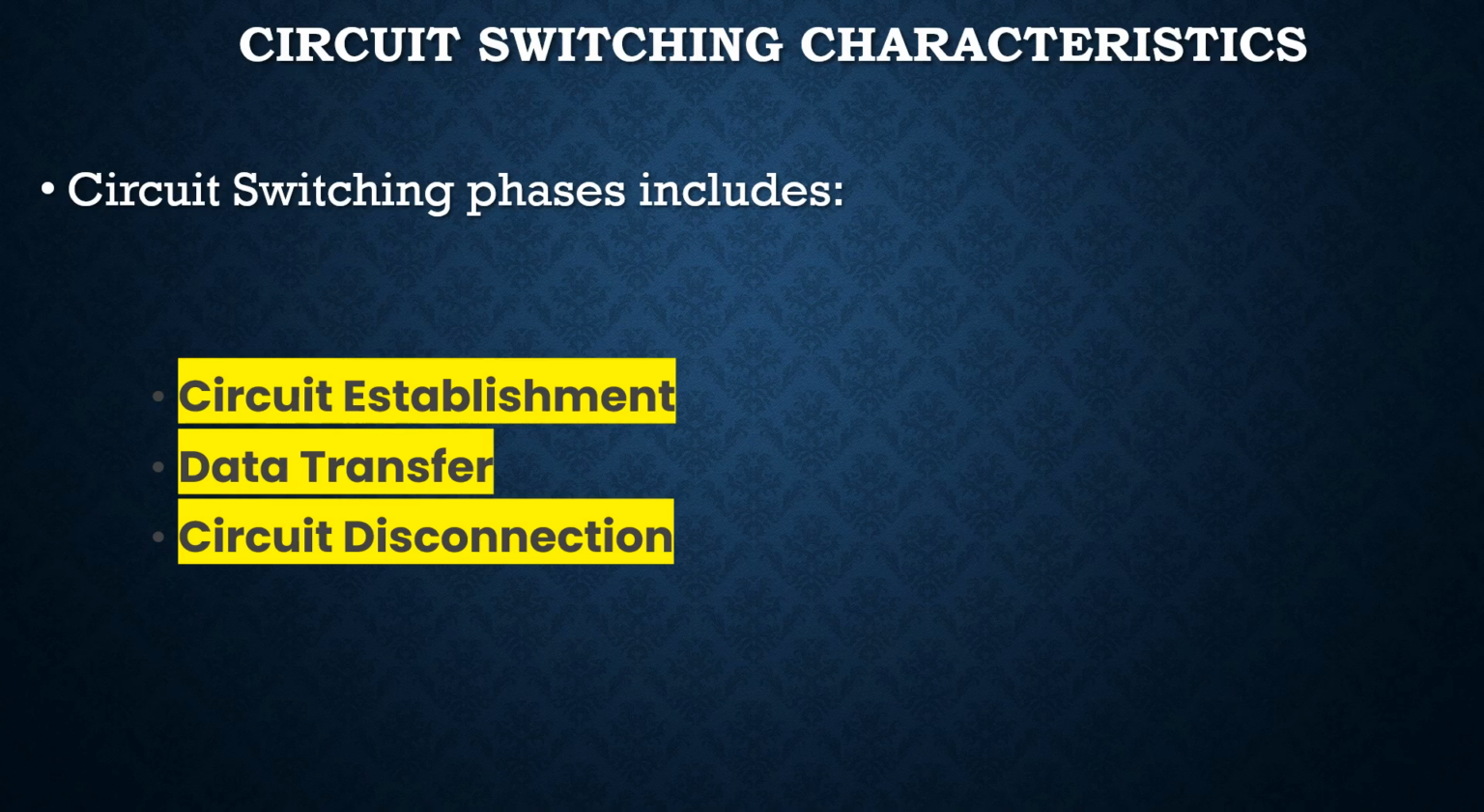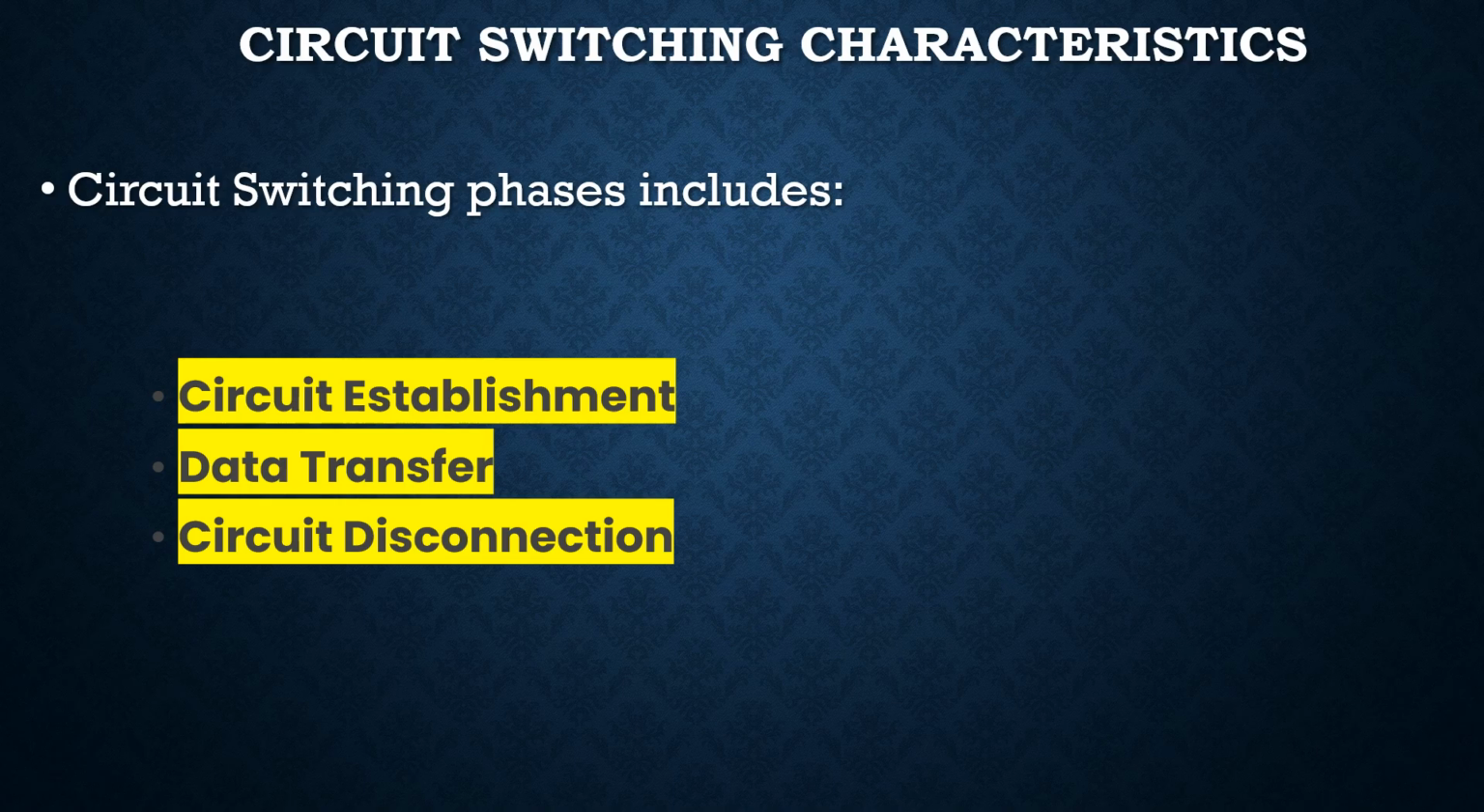After the message is transferred, the source node informs the network to open all the switches to terminate this physical link. Next time, when the same source and destination have to communicate again, they have to establish a dedicated physical link between them before they start communication and have to terminate the link after the communication gets completed. These are the phases included in circuit switching.